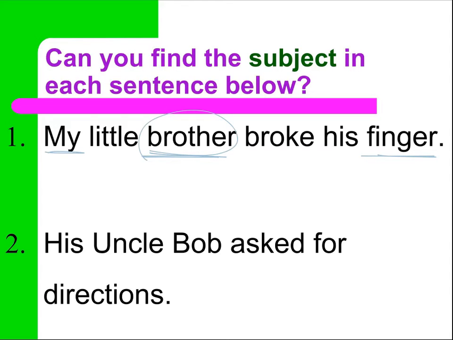What about the second sentence? His Uncle Bob asked for directions. What are the nouns or pronouns? His. Uncle Bob. That's two words, but Uncle Bob is one person. And directions. What is the sentence about? Well, the sentence is about his Uncle Bob. A lot of times, your subjects are going to be more than one word, and we'll look at that a little later.